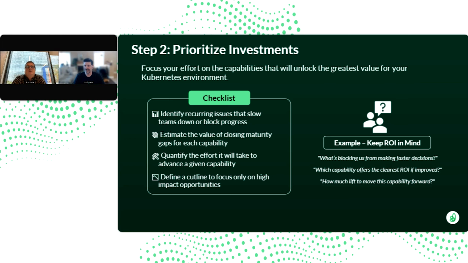Here, when you prioritize, you want to look at the value. So if you're going to look to move from crawl to walk, or even to run, right?